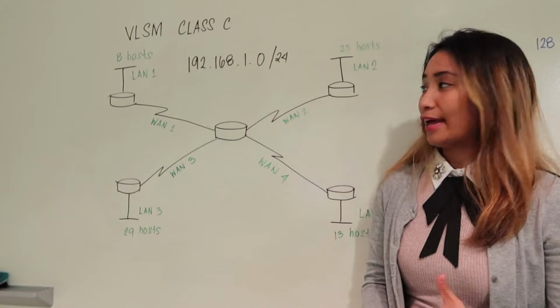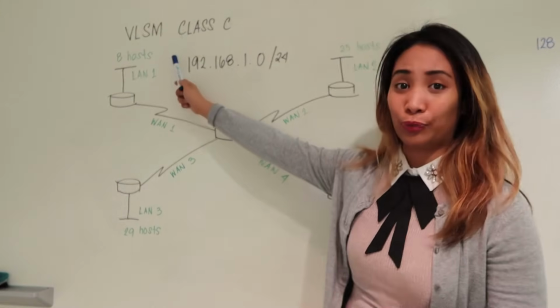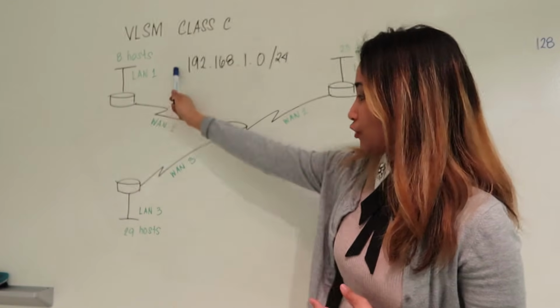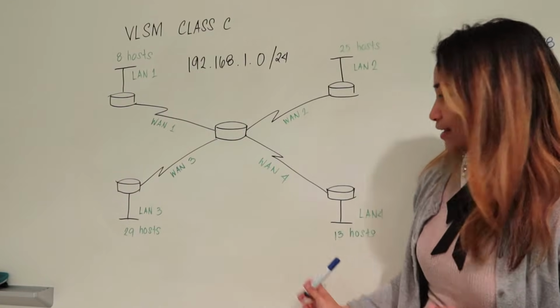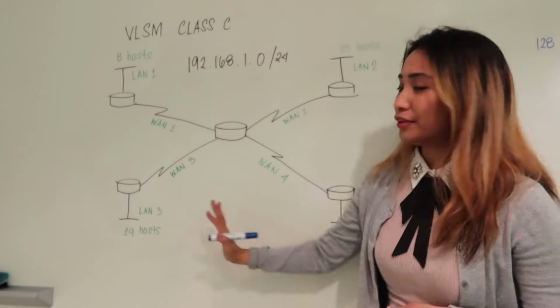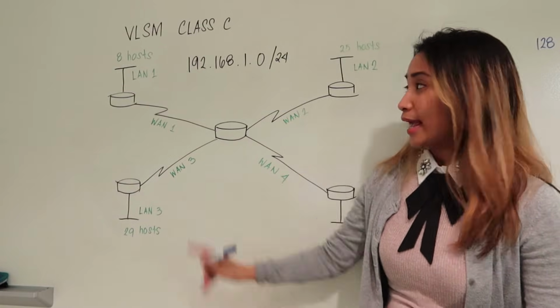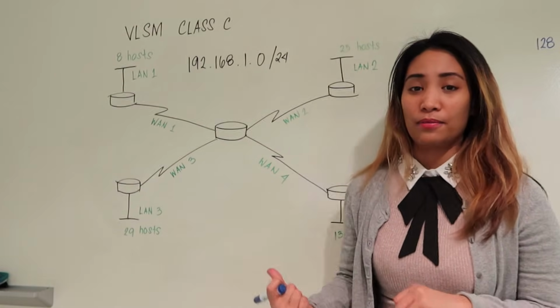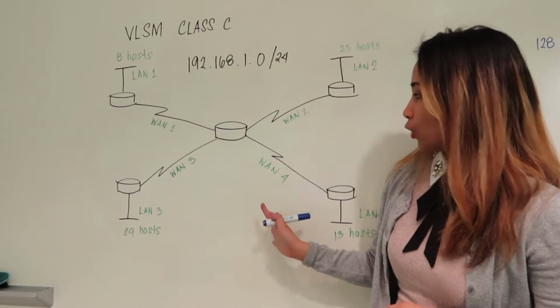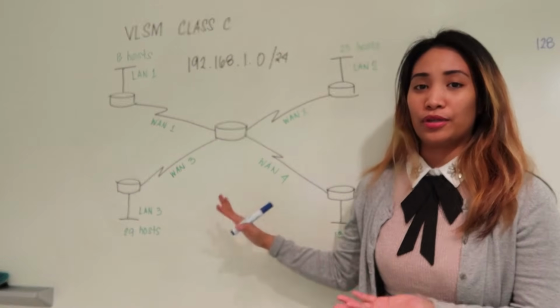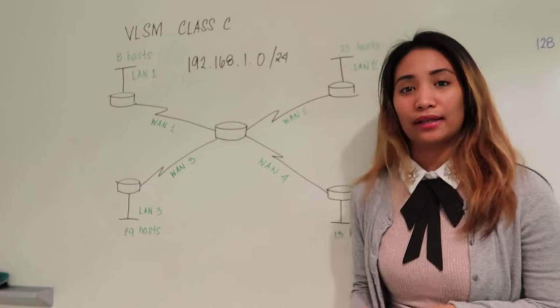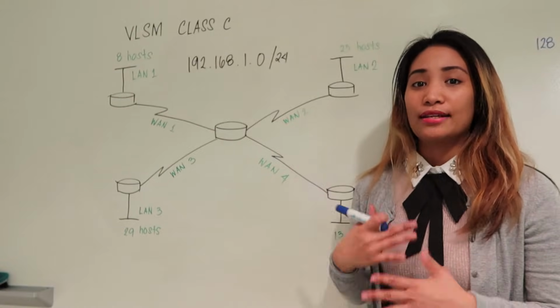As you can see, I have put the number of hosts that the network requires on each subnet, and as you notice here, they all have different sizes of network, and that's where VLSM comes into the picture. So we are going to subnet this using VLSM with a more practical method than regular subnetting.